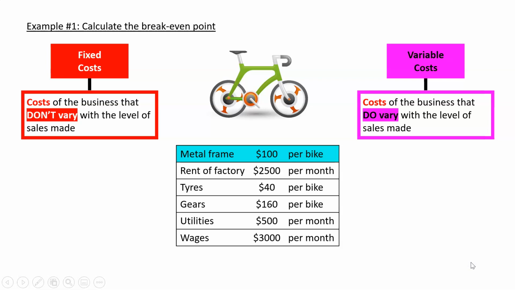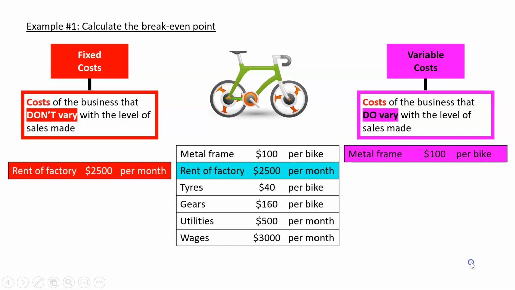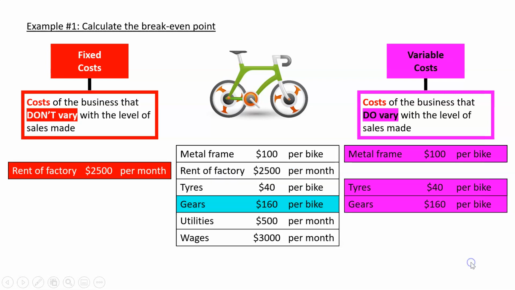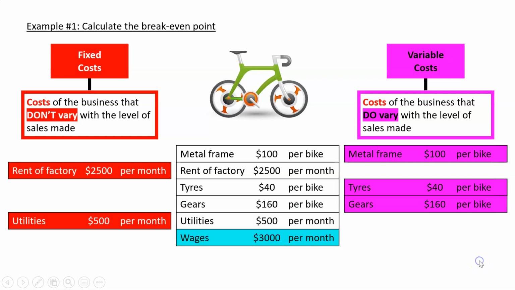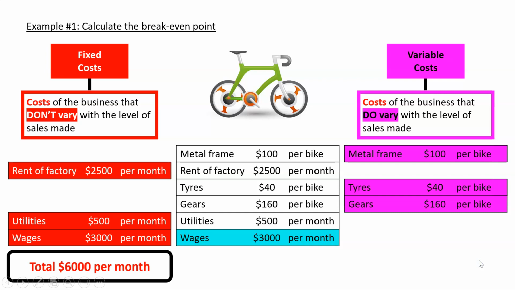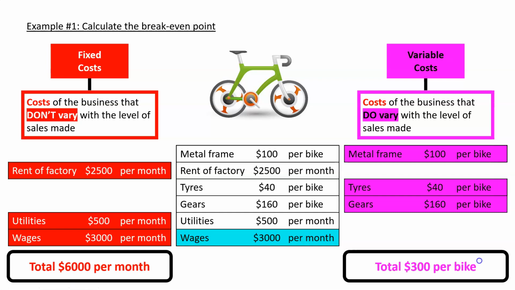That's $100 per bike, so that's variable. The rent is $2,500 a month. It's a flat rate, so that's going to be fixed. The tires and the gears are per bike, so they're going to be variable. And then the utilities and the wages are per month, so they're going to be fixed costs. So we add all those figures up, we're going to have total fixed cost per month of $6,000, and we're going to have variable cost of $300 per bike.